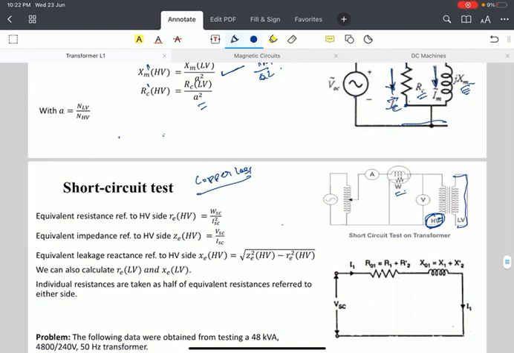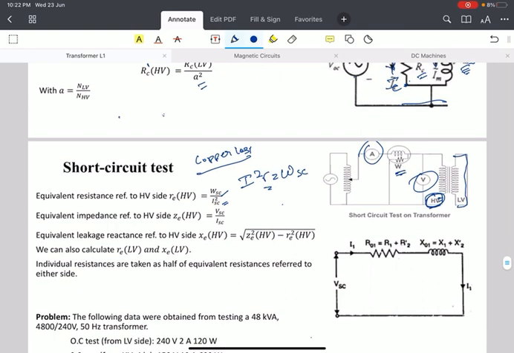The connections are similar to the open circuit test. We have an ammeter, a wattmeter, and a voltmeter. Whatever the losses, we know that I square R will be the copper losses of the transformer, that is WSC is equal to I square R. So Re, the copper loss component of the transformer, can be found out by using WSC, the wattmeter reading, divided by ISC square, the short circuit current.